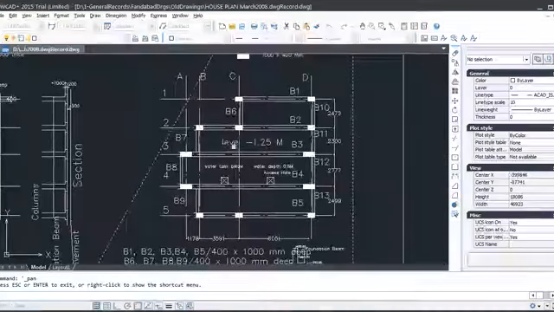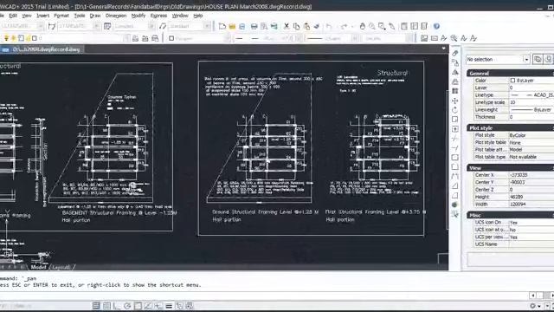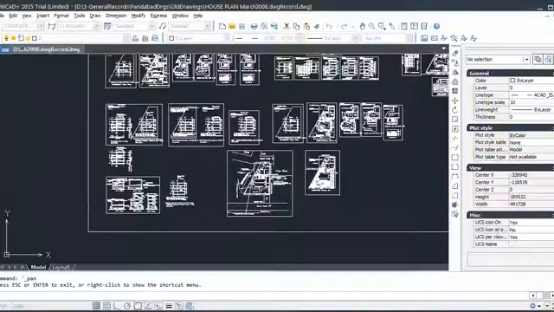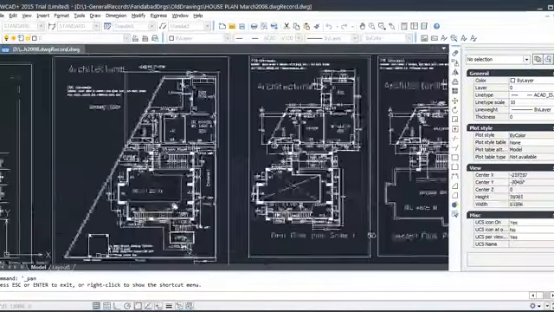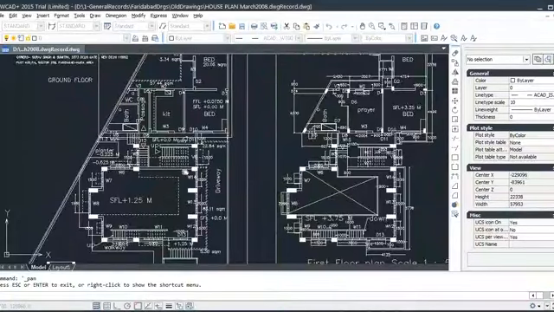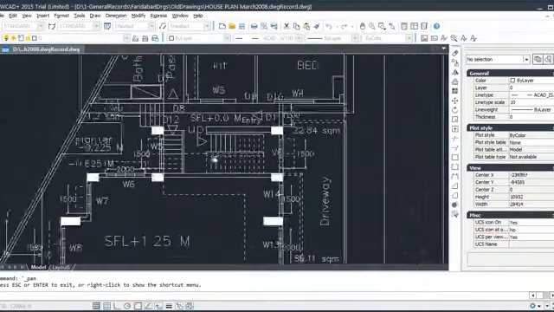Now similarly, if you talk of stairs, same thing. I'll show you now what actually that is. Now say this stair here, you can see this is stairs.